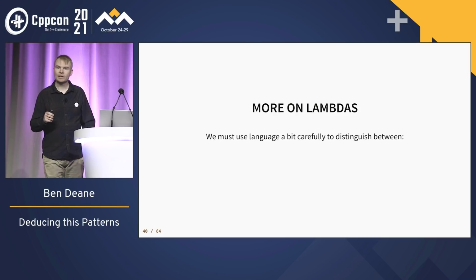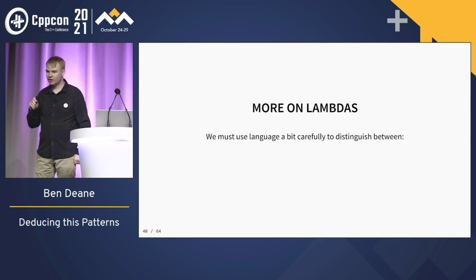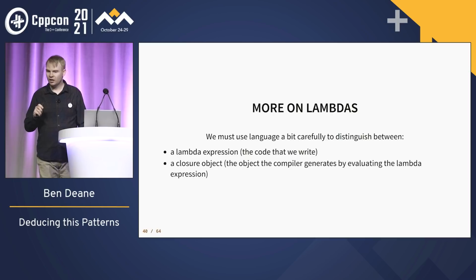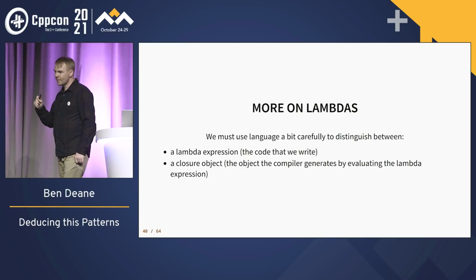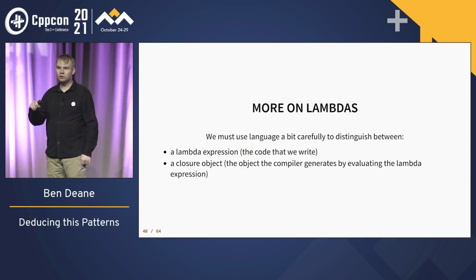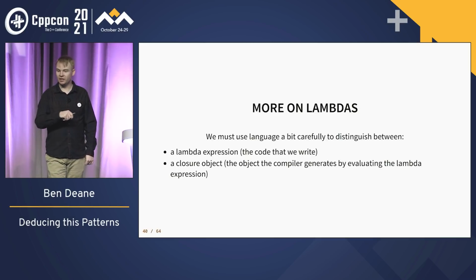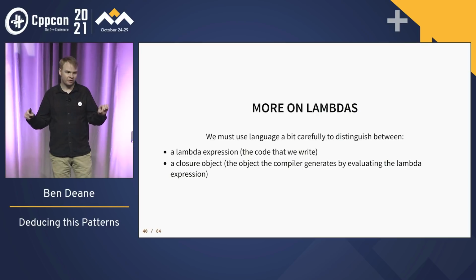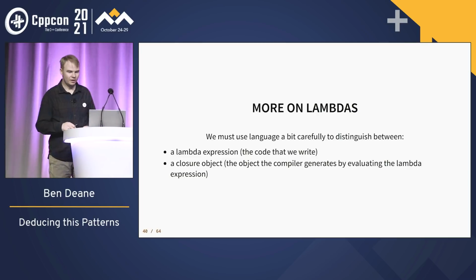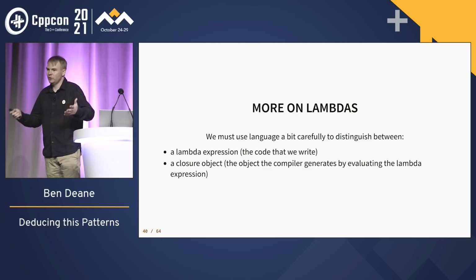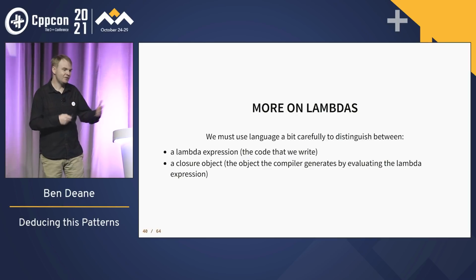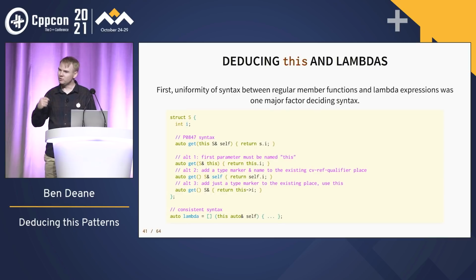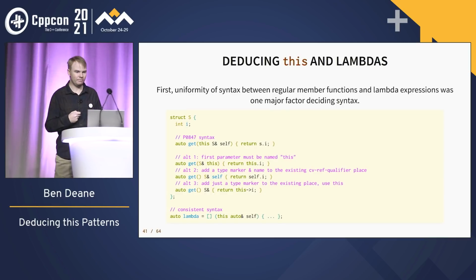So, one thing I'm going to try to do here, and I see Walter watching me, so I'm going to try and be quite rigorous, to distinguish carefully between the lambda expression, which is the code that we write, right, and the closure object, which is the object the compiler generates by evaluating that lambda expression, right? These are two separate things, and I will try to be precise. Even though I often just say, like we all say, I just say lambda every day just to mean either or both of these things. But mostly what we're talking about here is the value category of the closure object.